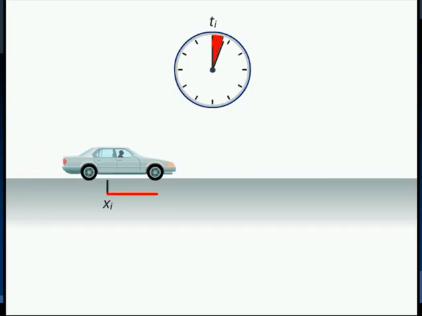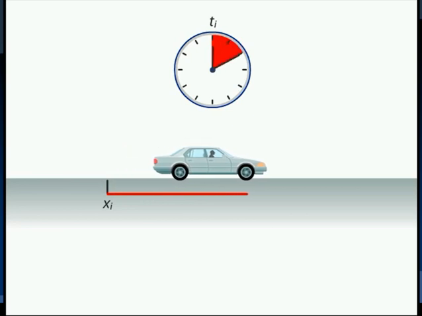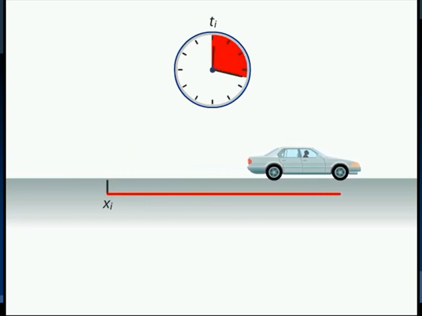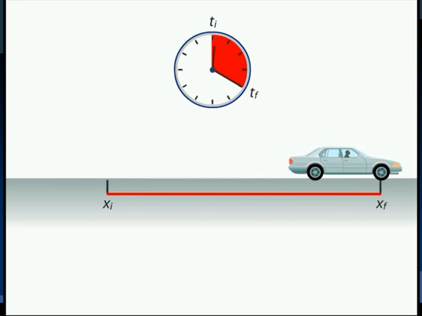Suppose a car moves from point x sub i at time t sub i to point x sub f at time t sub f in the amount of time shown by the clock. The average velocity of the car is the displacement divided by the change in time. Since the car is traveling to the right, the sign of the displacement is positive and is equal to x sub f minus x sub i. The time interval is always positive and is equal to the final time minus the initial or starting time.